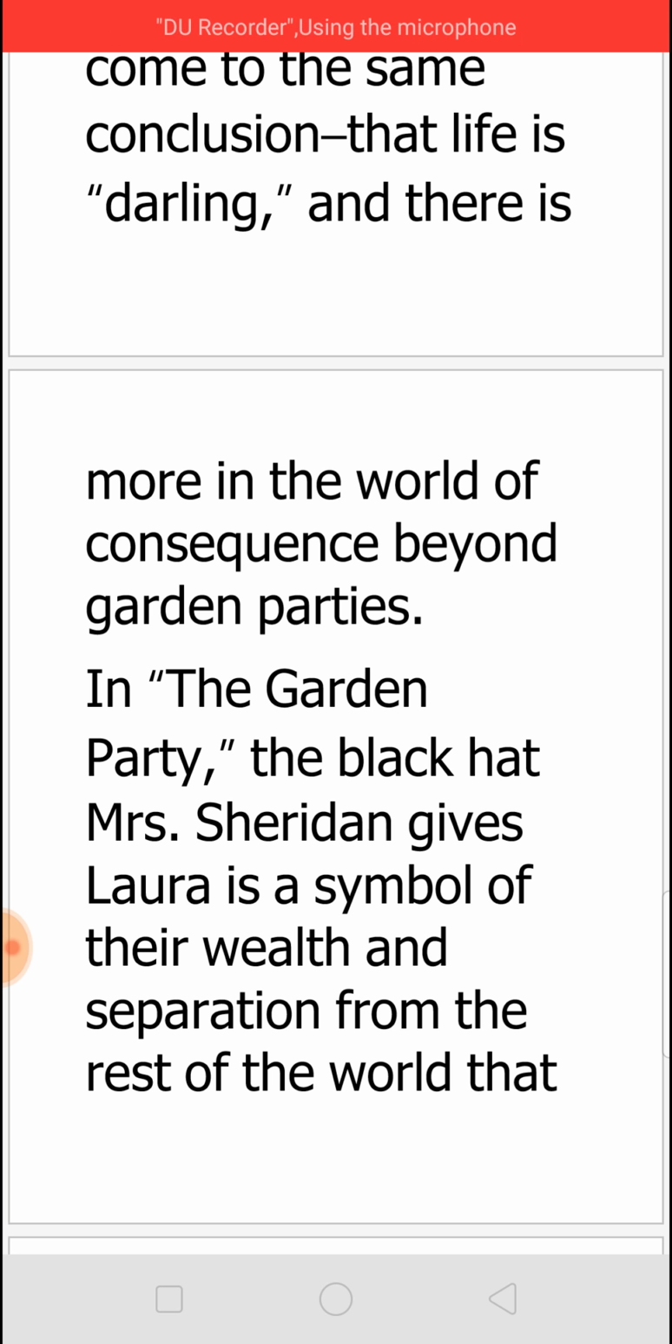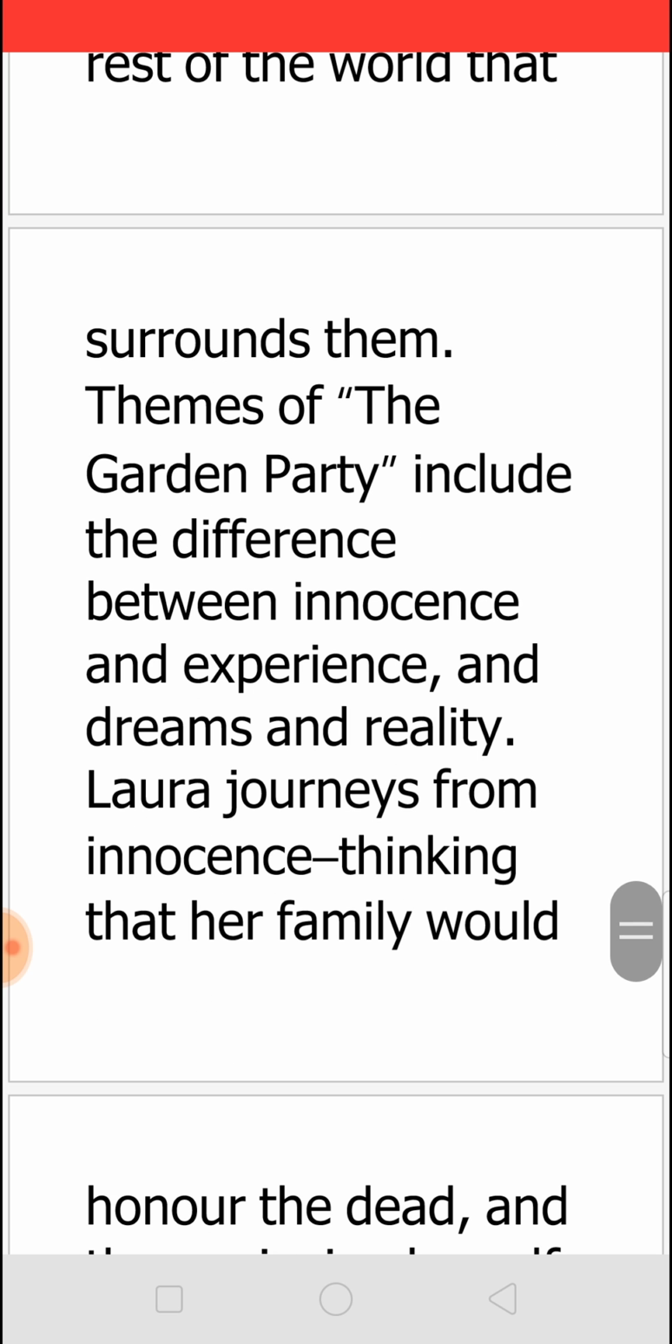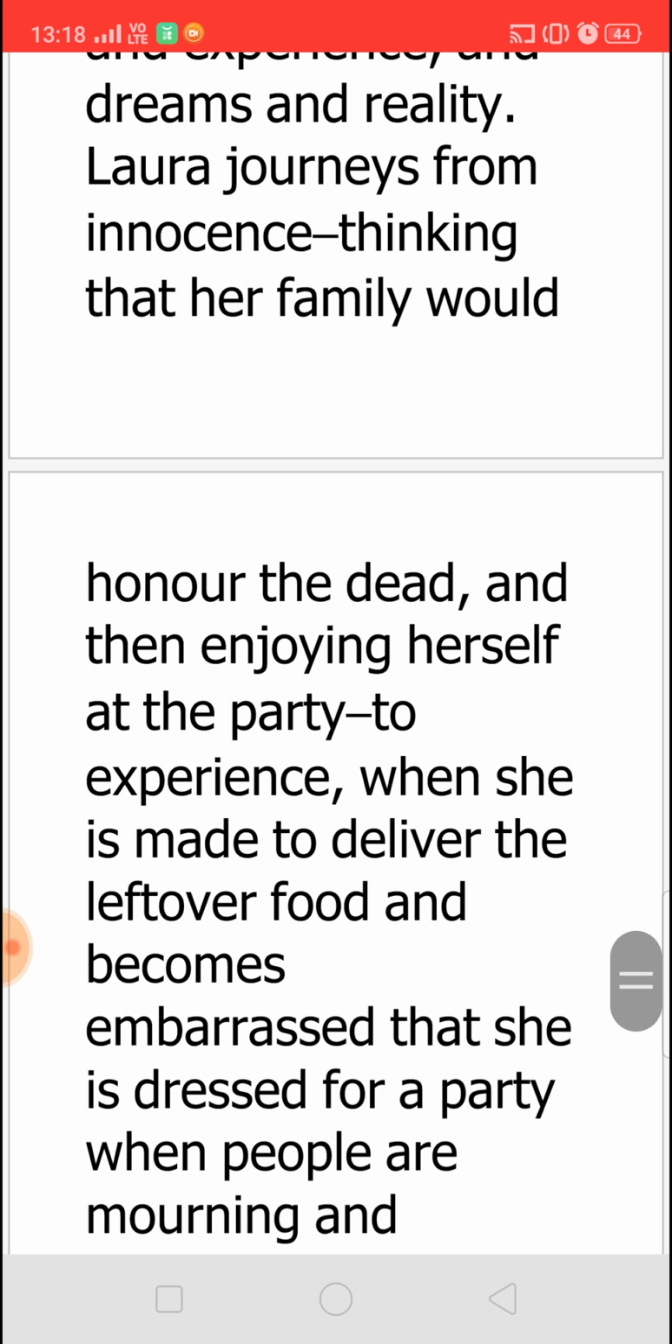And the dress which Mrs. Sheridan gives Laura is like a symbol of the wealth and how the world is divided between the rich and the poor. Laura's character also shows the difference between innocence and experience. First she is very innocent, but when she sees the actuality in real life, then she understands. And she knows that when there is a death nearby, her family was enjoying themselves at the party.